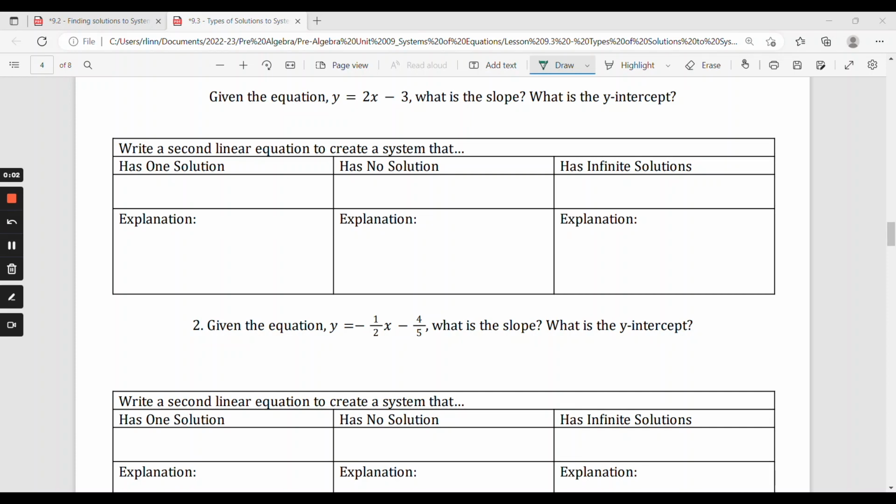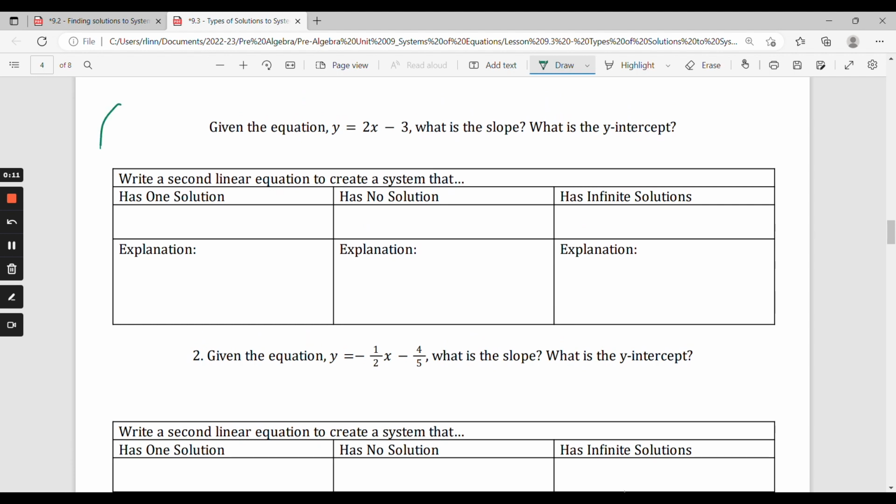All right, now on the back of our guided notes, we've got a few things here where we need to start to create some systems of equations. So in our very first example, we're going to go through and complete this table right here. We're given the equation y equals 2x minus 3. What is the slope and what is the y-intercept?